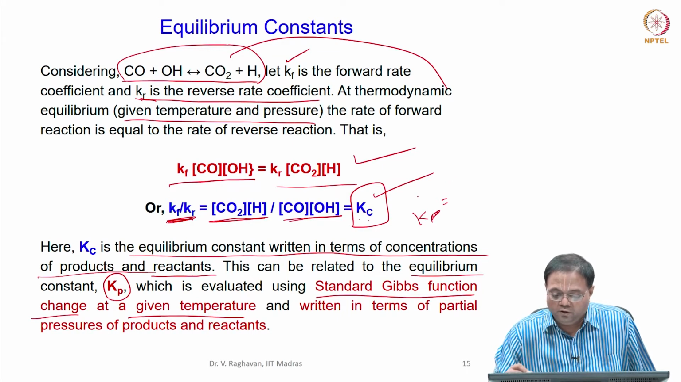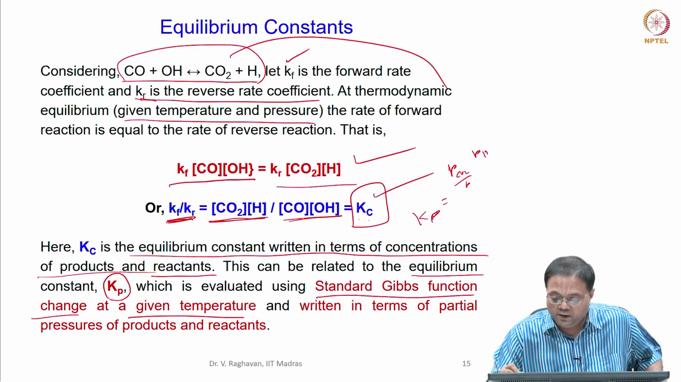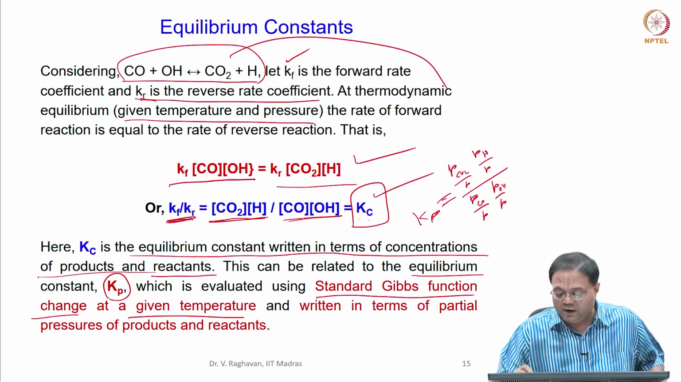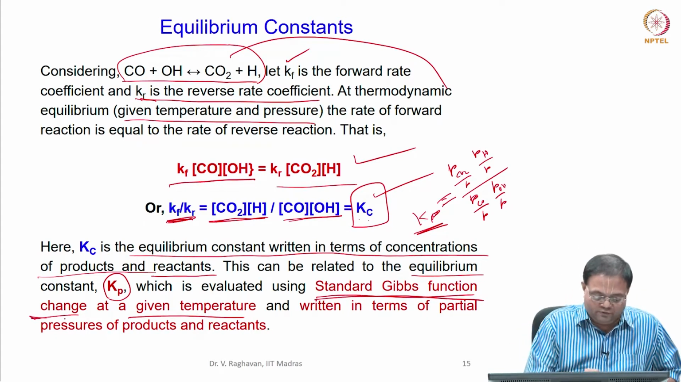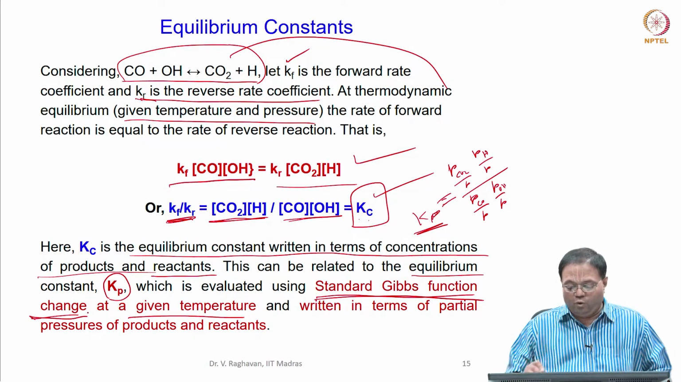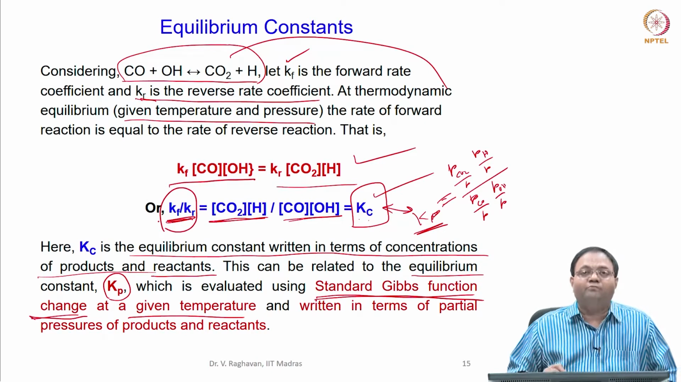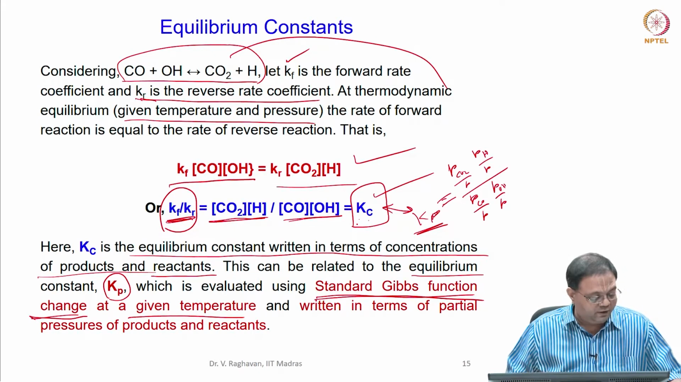So Kp we know we can evaluate for any reaction like this. For this reaction, you can write it partial pressure based: PCO2 by P, then PH by P, where P is the total pressure, divided by PCO by P into POH by P. So you can write Kp on a partial pressure basis, and this Kp can be calculated as a function of temperature alone by using the standard Gibbs function change, which we have seen already in equilibrium. Once you know that, if you connect Kp and Kc, then I can evaluate one of these, Kf by Kr equal to Kc. So how will you connect Kp and Kc?